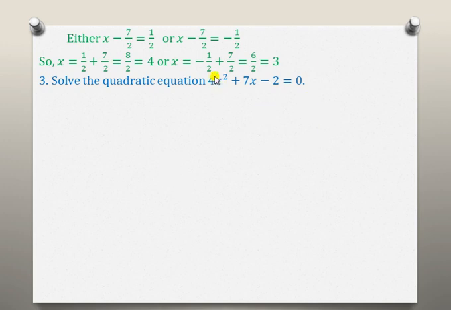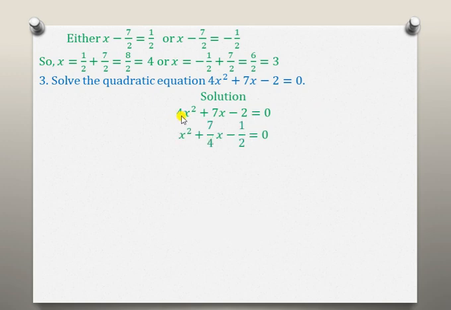Number 3. I am loving number 3 because now we have a coefficient of x² more than 1. Let's look at what happens. So the first step here is, since we have this 4 here, and we said before you complete squares, you have to first divide through by the coefficient of x², if at all it is more than 1. So we have to first divide through by 4.